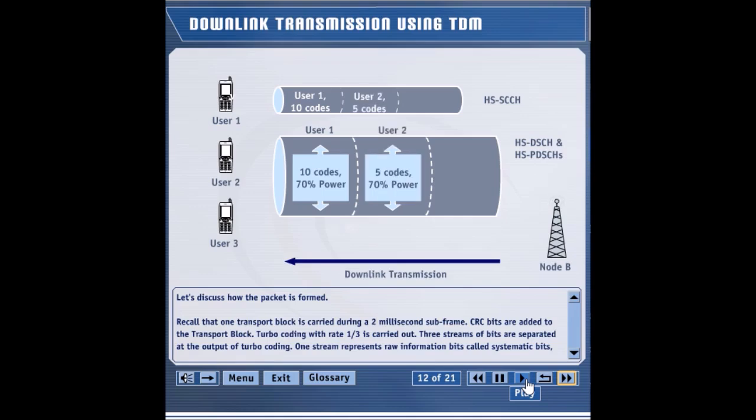Now, the HSSCCH subframe indicates that the data is for user 2. User 2 obtains the data from the HSDSCH using 5 OVSF codes. The HSSCCH subframe now specifies that the data is for user 3. User 3 utilizes 15 OVSF codes to obtain the data from the HSDSCH.